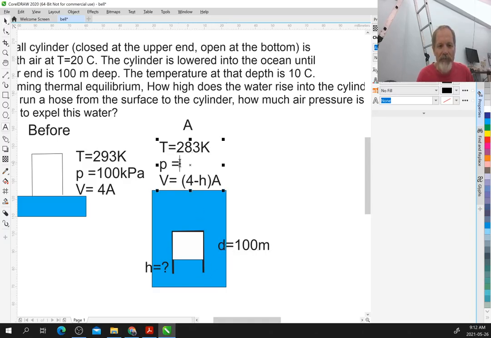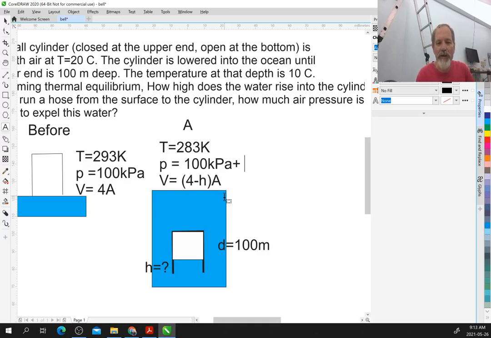So what's the pressure going to be? We know pressure is force per unit area, right? So first of all, there's going to be air pressure. So there's going to be 100 kPa plus this force coming down, the weight of the water, right? So the force of the water is going to be the mass of the water times gravity, and since it's a pressure, it's going to be divided by the area that we're occupying.